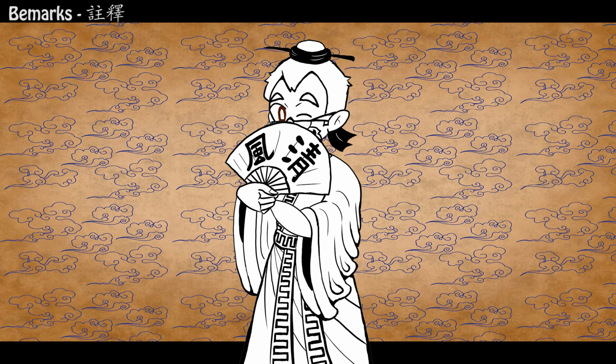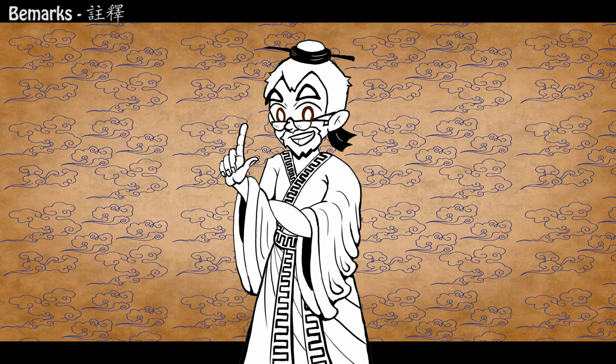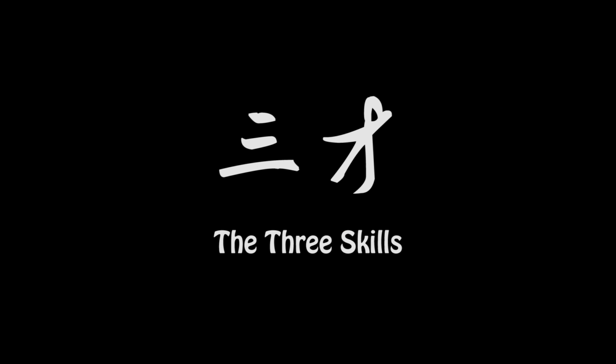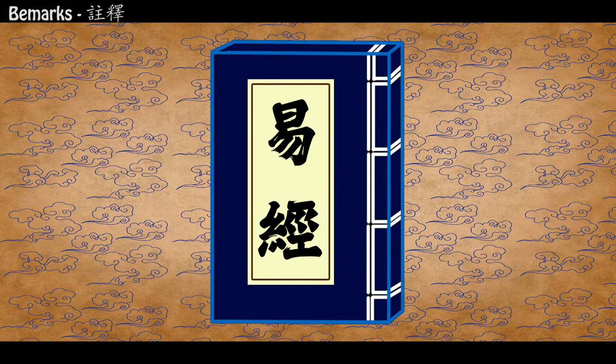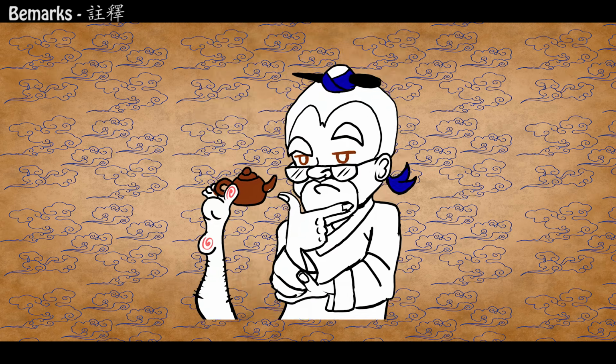Say, this is pretty fun, isn't it? But enough of my waffling, let's start off with Sancai, the 3 skills. The 3 skills can be found in the I Ching, the Book of Changes, one of the oldest and weightiest of the Chinese classics, and they are as follows: the way of heaven, Tian Dao, the way of earth, Di Dao, and the way of man, Ren Dao.